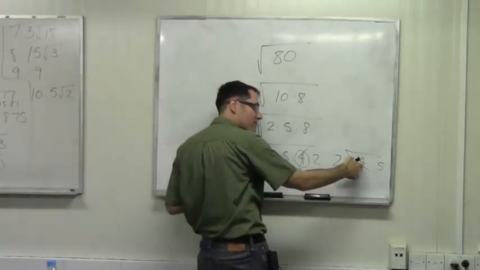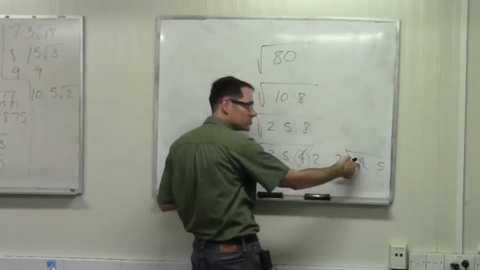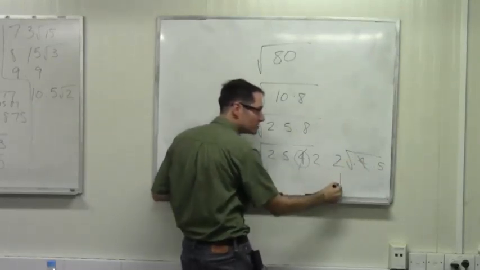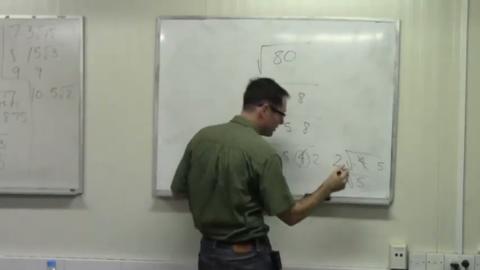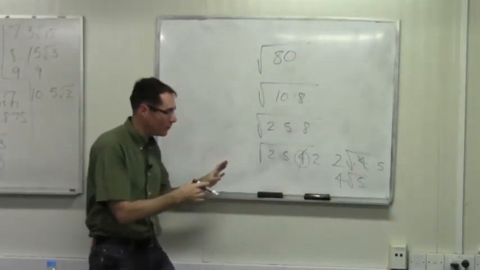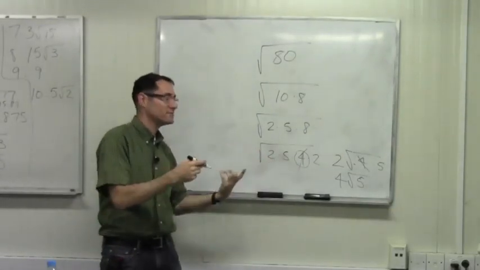So now you can say the square root of 4 is 2. 2 times 2 is 4 square root of 5. Is that what I had up here? Yeah. So that's how we do that. I kind of went one step too far, but sometimes that's the way you do it.